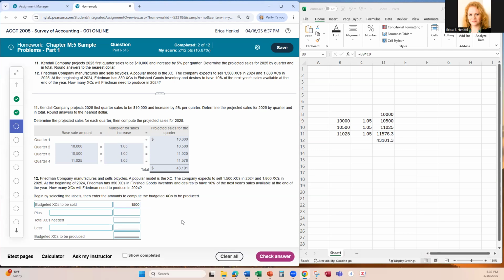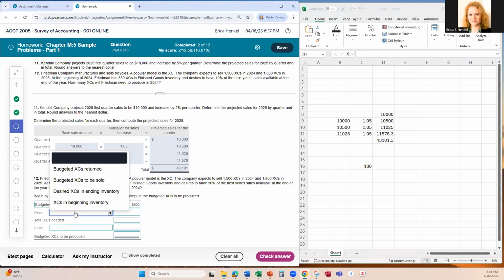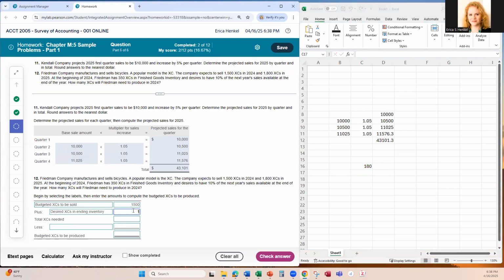So we want to sell 1,500, plus we want to have 10% of the next period's sales in inventory at the end, so we don't run down to zero. So if we're planning on selling 1,800 next period, then 10% of that is 180. So desired items in our ending inventory is 180, which means that in total for this year, we need to have 1,680 units, okay?